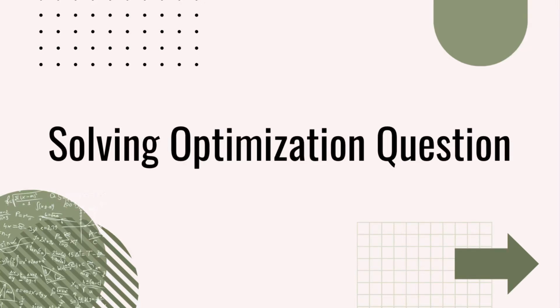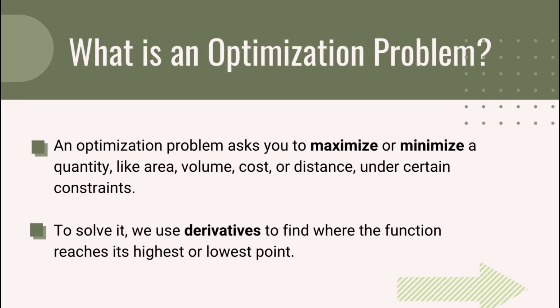Hi everyone, in this video we are going to explore one of the most important real-life applications of calculus. It's called solving optimization problems. So what is an optimization problem? An optimization problem asks you to maximize or minimize a quantity, like area, value, cost, or distance under certain constraints. And to solve it, we use derivatives to find where the function reaches its highest or lowest point.